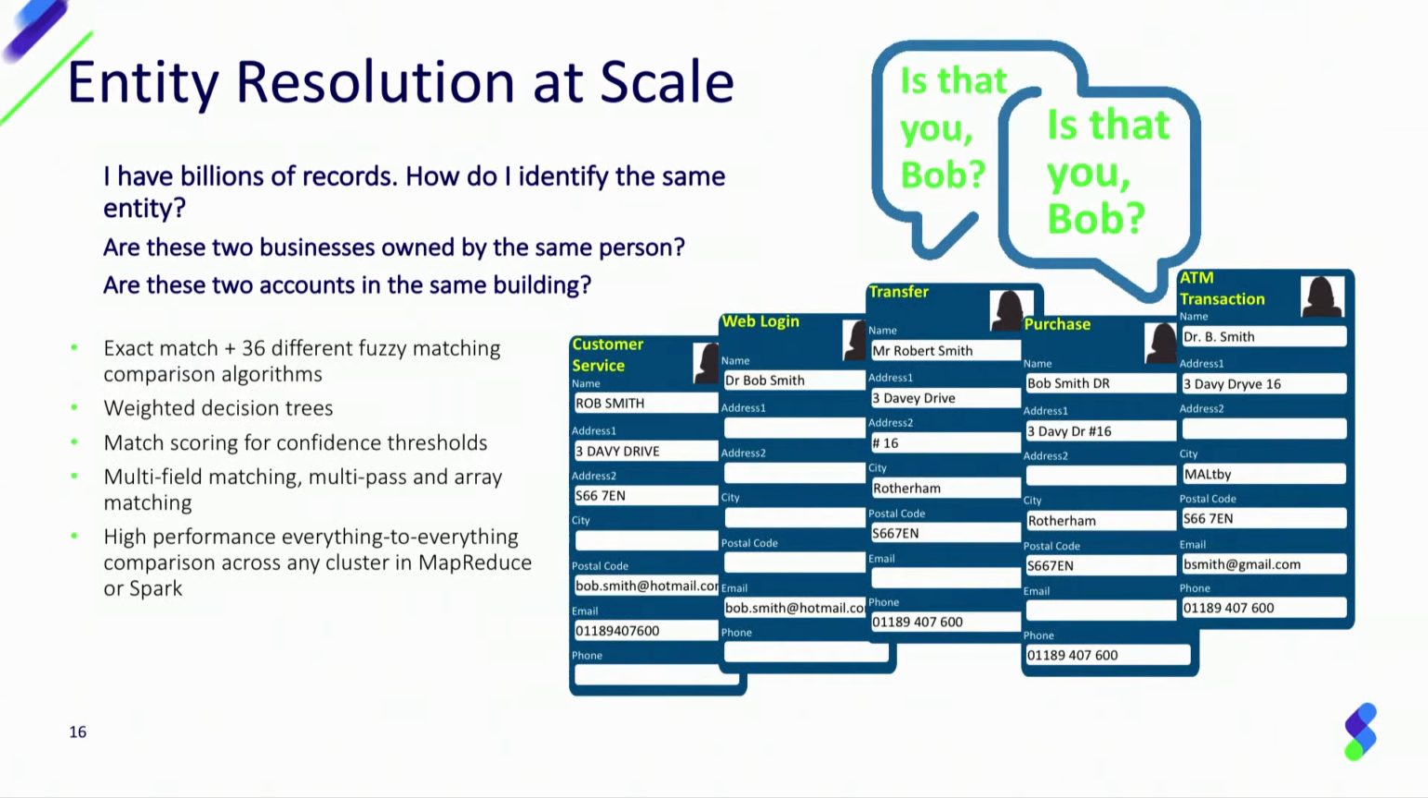And answering the questions: are these two accounts potentially for the same person or for the same business? Because once we answer those questions, we can say, okay, this is potentially a single business or single customer, and they might be related to all of the activity that's happening.